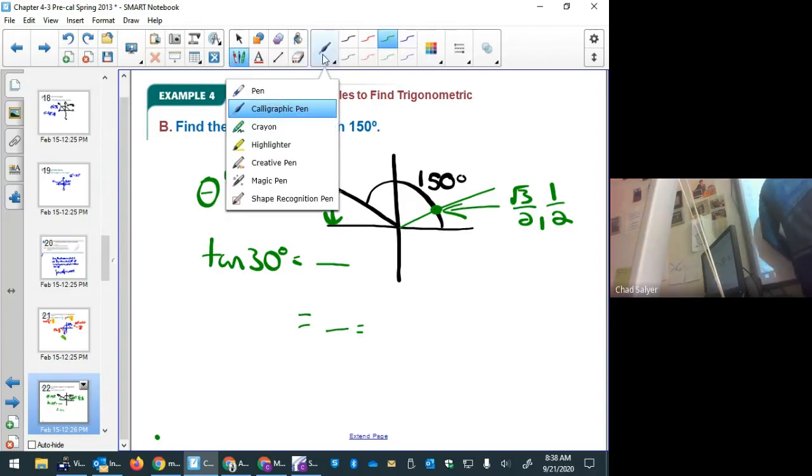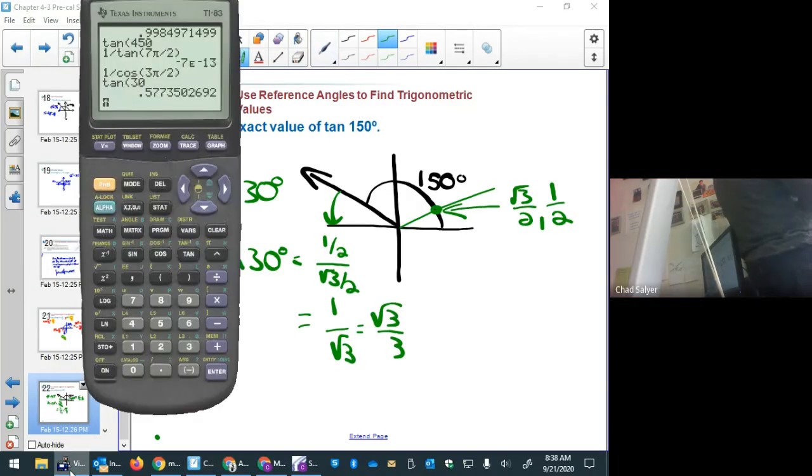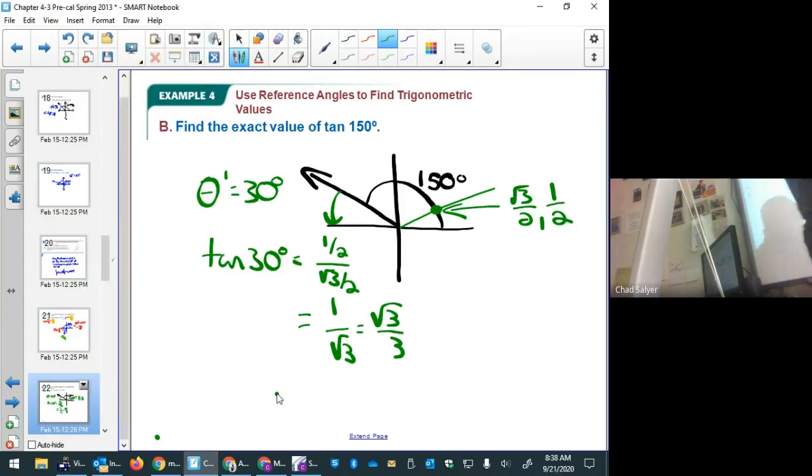Y over X. So 1/2 divided by radical 3 over 2 is 1 over the square root of 3. And if I rationalize, that's radical 3 over 3. And if I take the square root of 3 divided by 3, it gives me the same decimal value. So all your calculator can help you do is maybe do what it did there for me, control against a mental mistake with a decimal approximation.